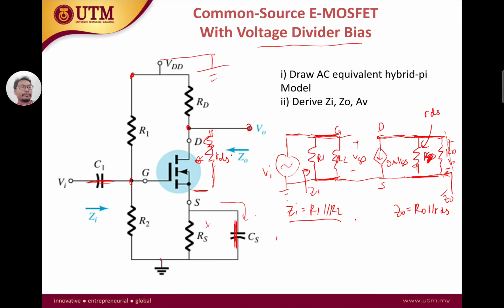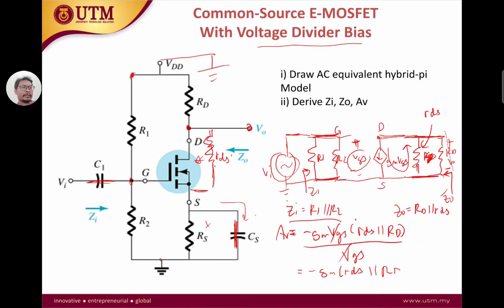Okay, and then what about Av? So Av is V out over V in. So V out, we have the current going like this. V out is actually negative gm Vgs, which is our current, multiplied by RDS parallel with RD. Okay, so that's the V out. Then V out over V in, and V in is just here. Vgs is actually equal to V in. So then our Av, our voltage gain, is simply, crossing out Vgs, minus gm times RDS parallel with RD.